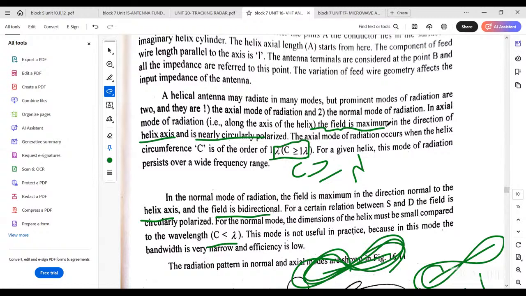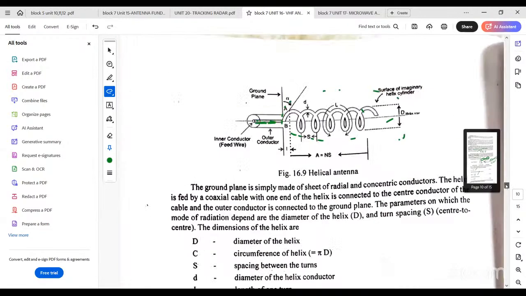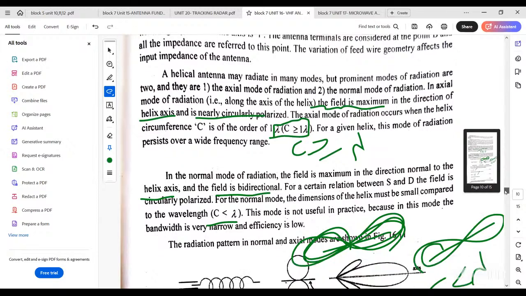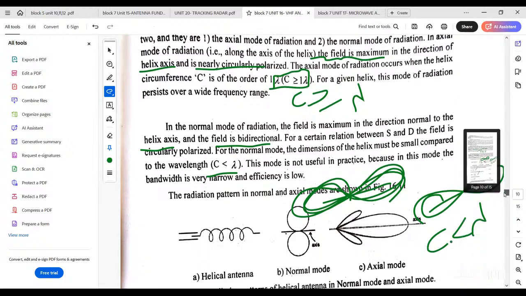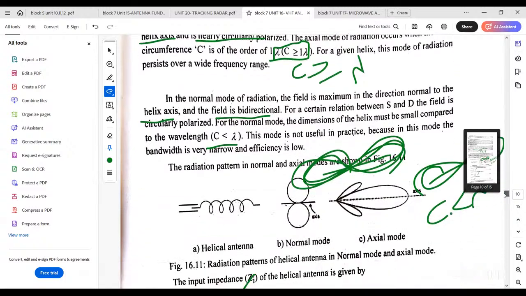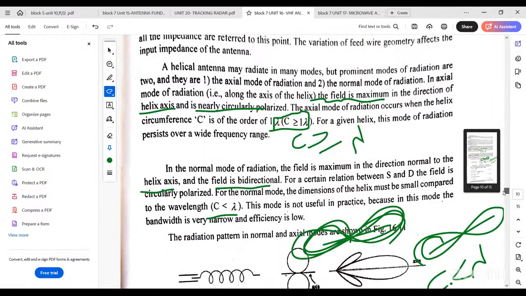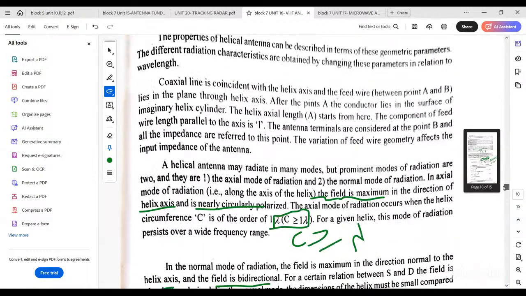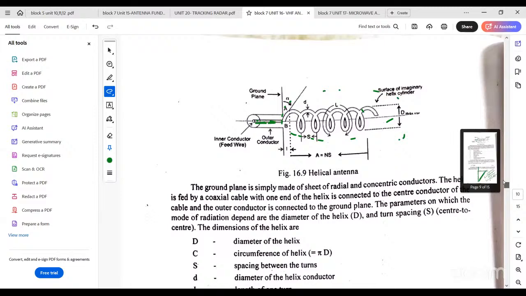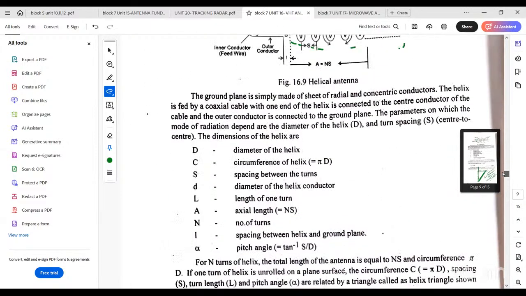Here lambda is the wavelength. The wavelength of the radiated radiation comes here. If the frequency is high, the wavelength is smaller. Circumference is measurable. Circumference is greater than the wavelength. But here the wavelength value is not mentioned.